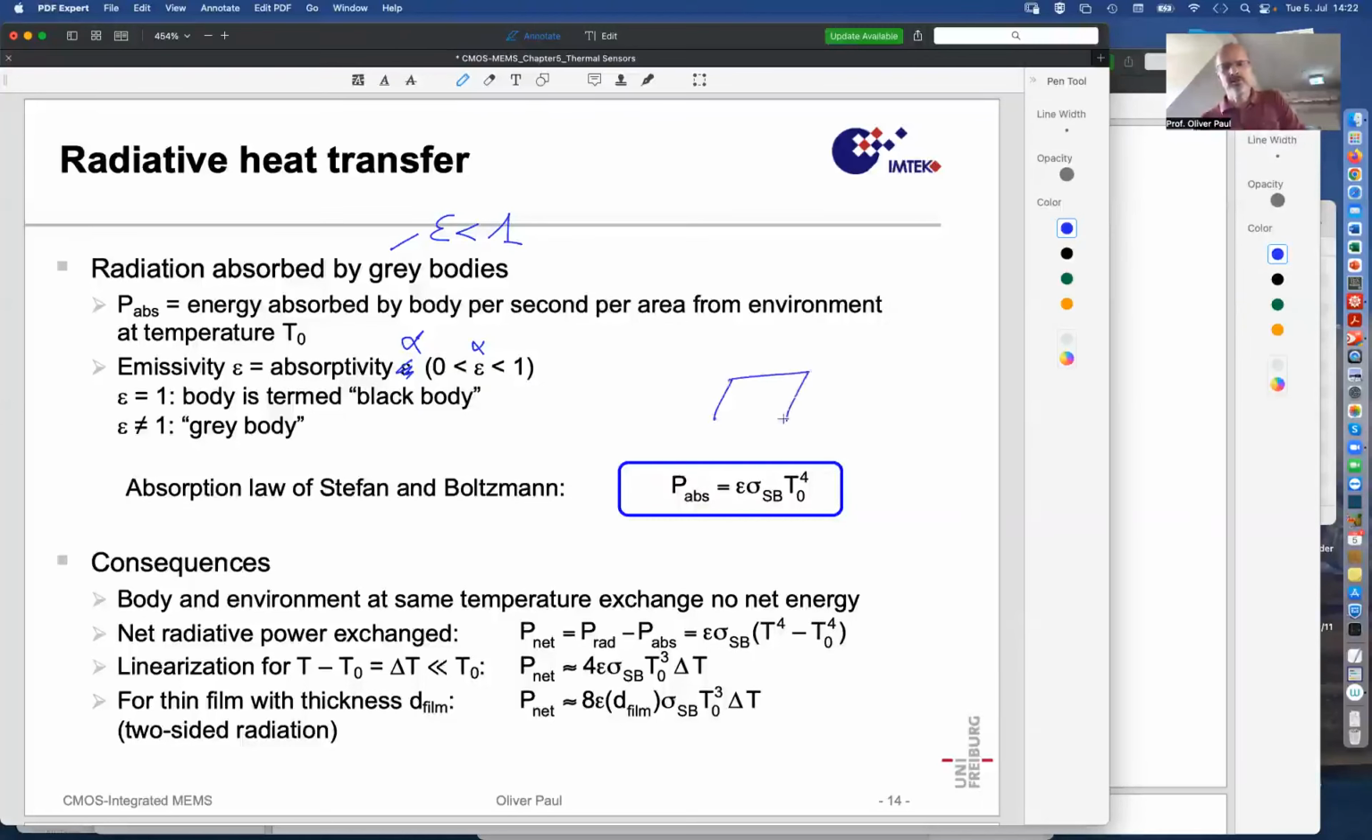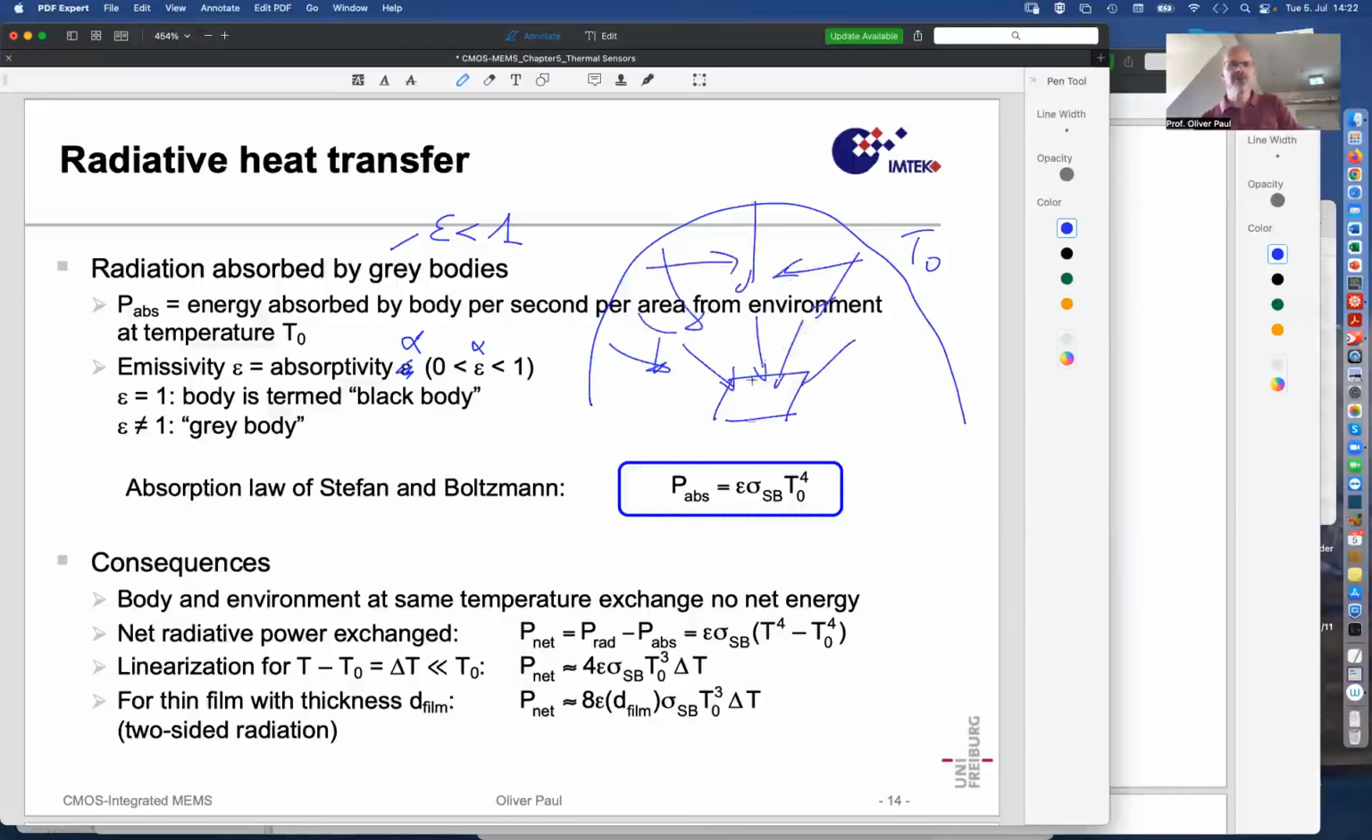And so if we have a surface here and it is surrounded by an environment at temperature T0, the environment sends out radiation in all directions, and in particular onto that surface. And what this absorption law of Stefan Boltzmann says is that the amount of energy per second, the power absorbed by the body, is equal to epsilon, or alpha, times sigma Stefan Boltzmann times T0 to the 4th power. And since epsilon is equal to alpha, we can also write epsilon.